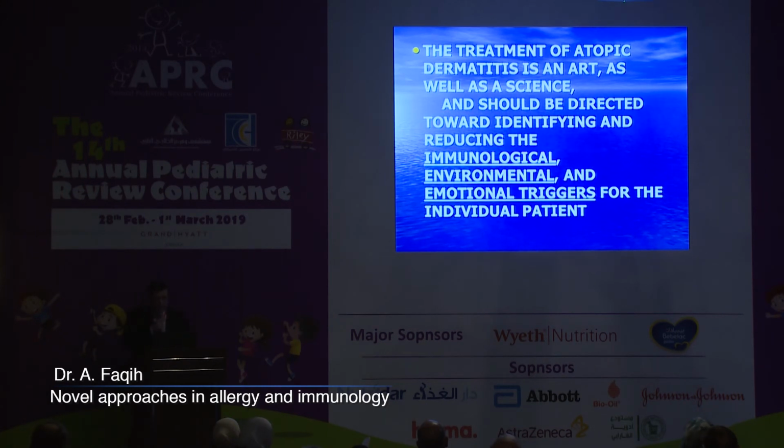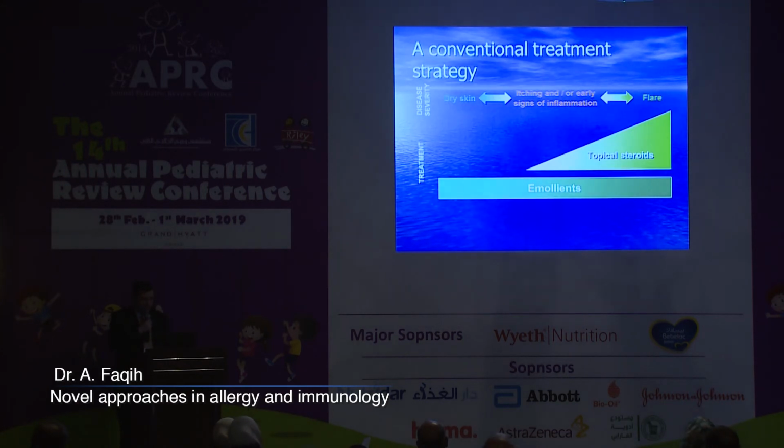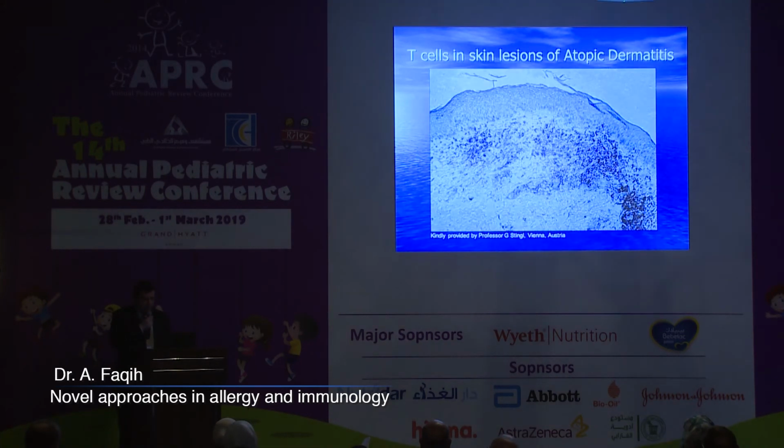So when you take care of an atopic dermatitis patient, you have 3 things to look at. From my point of view, you have immunological, environmental, and emotional triggers. Classically, the strategy we have been using is emollients, and then if you get into more inflammation, more severe, your only choice mainly was topical steroids. Of course, you may have to use systemic steroids in very severe flare-ups.